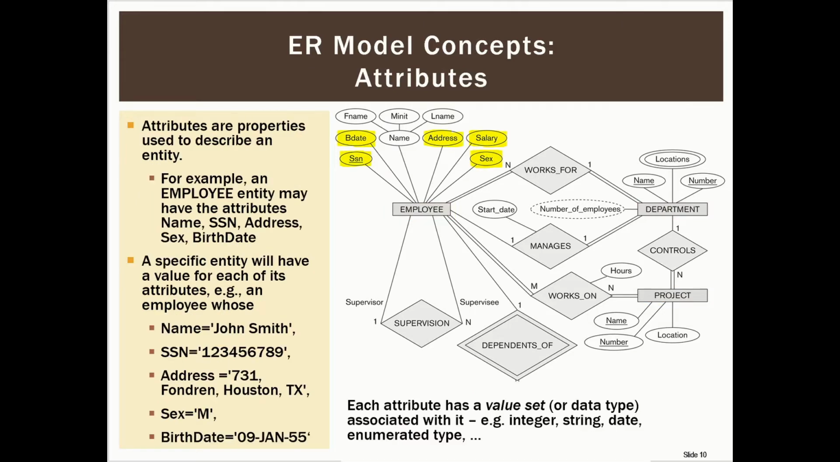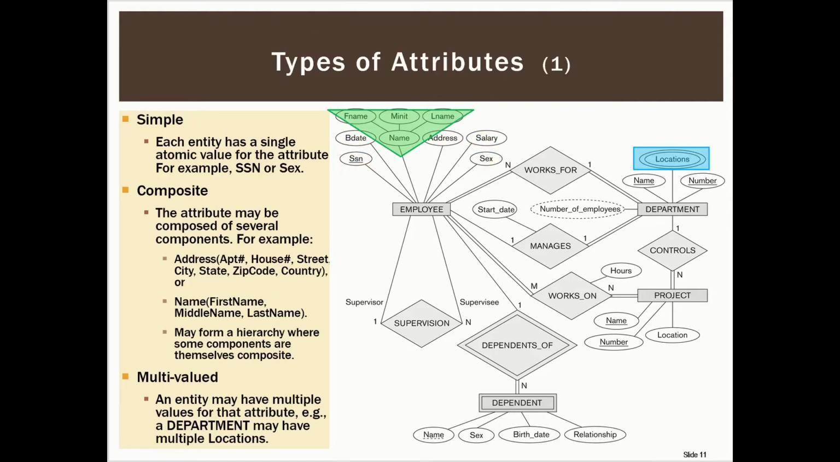Now here we see attributes that are highlighted in yellow. These are the simple attributes of the employee entity type. And you can see they describe the entity type, they describe the employee. So we have the social security number of the employee, the birth date, we have the employee's address, their salary, and their sex.